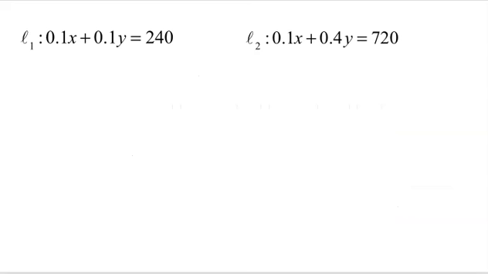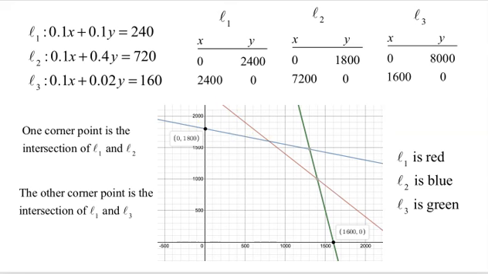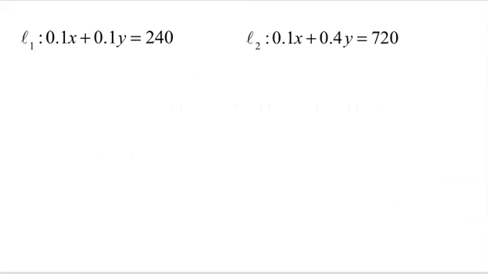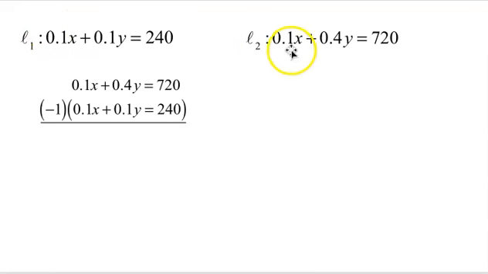So here's L1 and L2. Again, what were those? That was red and blue line. I'm going to solve this by elimination of variables. You'll notice they both have a 0.1x. Let's get the 0.1s to cancel. I wrote L2 first: 0.1x plus 0.4y is 720. I wrote L1 second, but multiplied the entire equation by -1 to get the 0.1x's to cancel.